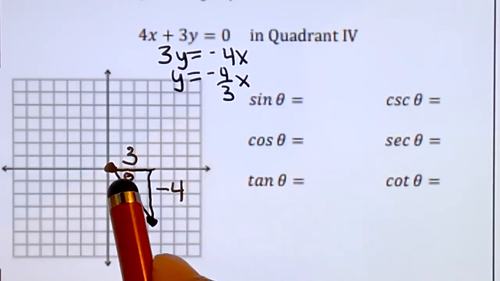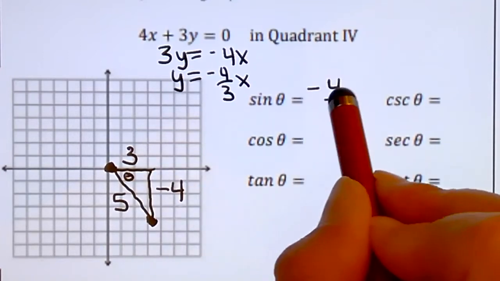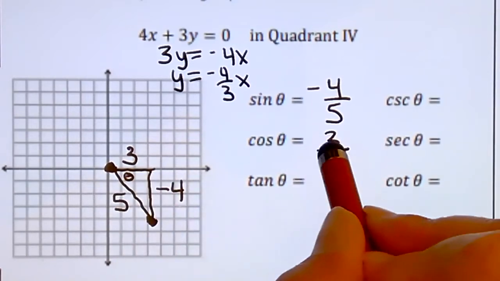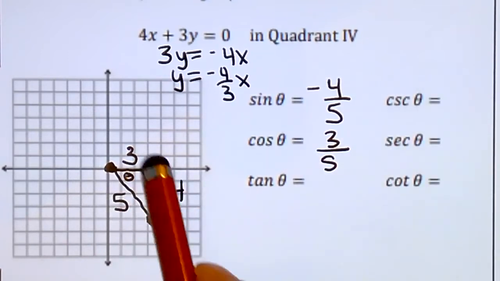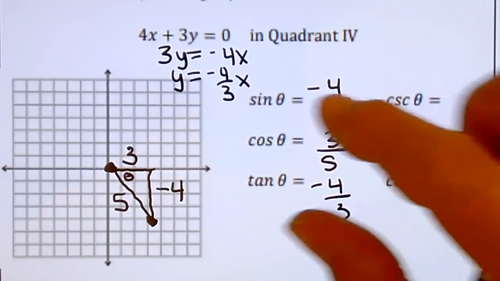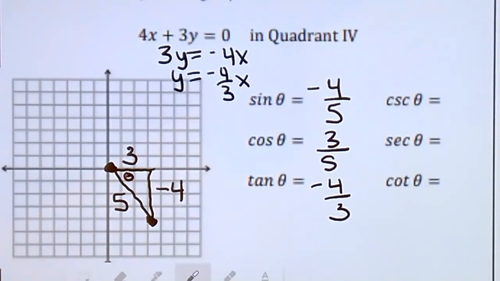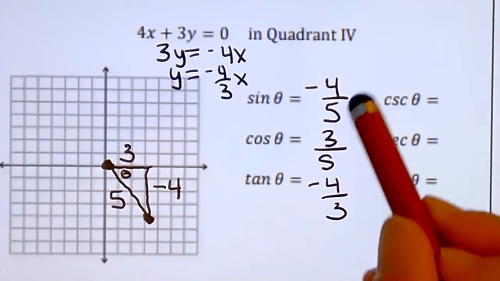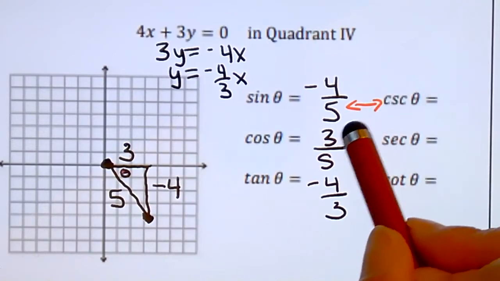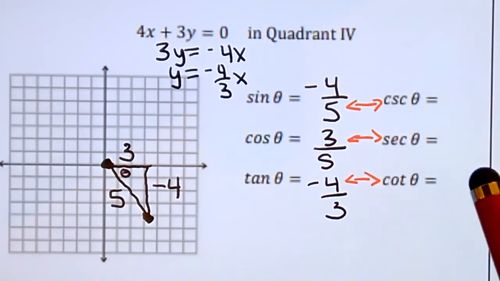So sine is opposite over hypotenuse, which is negative 4 over 5. Cosine is adjacent over hypotenuse, which is 3 over 5. Tangent is opposite over adjacent, which is a negative 4 over 3. Now, if I know these three, these are the reciprocals, okay? So let me just get a different color here. Your sine and your cosecant are reciprocals. Your cosine and your secant are reciprocals. Your tangent and your cotangent are reciprocals.